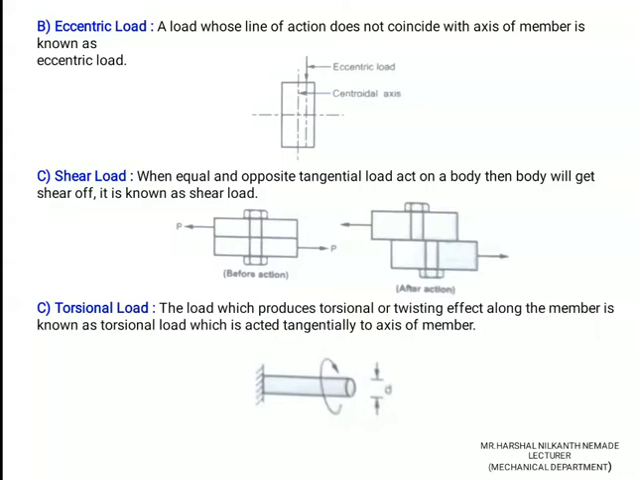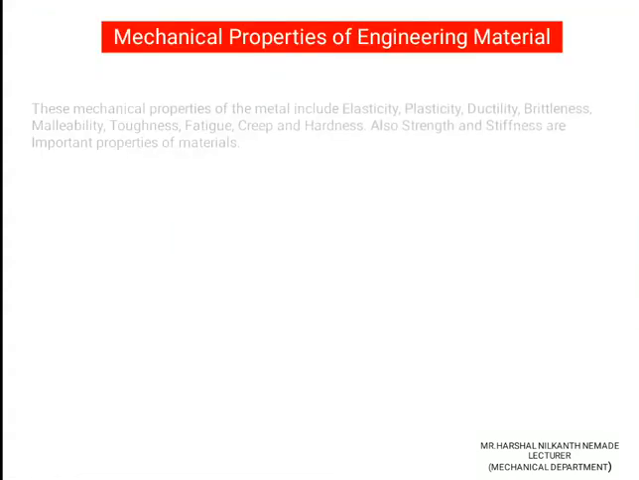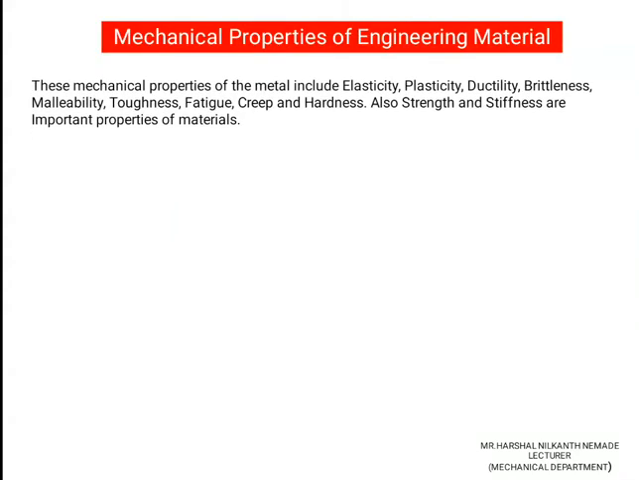Torsion load. The load which produces torsional or twisting effect along with the member is known as torsional load, which is acted tangentially to axis of a member. Mechanical properties of engineering materials. These mechanical properties of metal include elasticity, plasticity, ductility, brittleness, malleability, toughness, fatigue, creep, hardness. Also, strength and stiffness are the important properties of material.